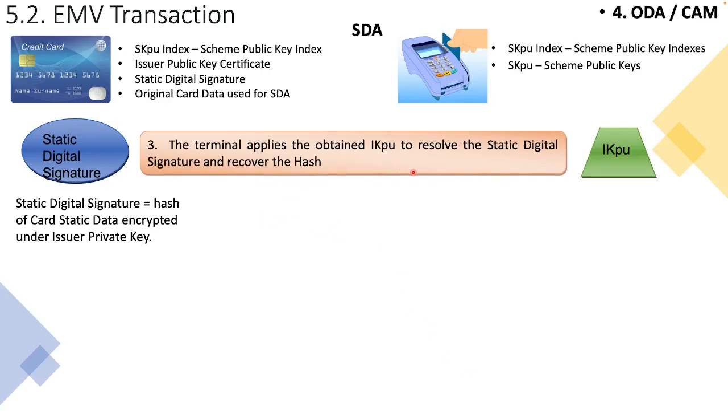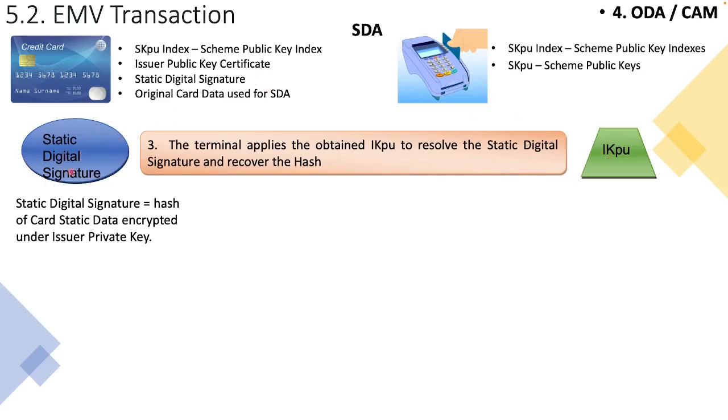The terminal applies the issuer public key that it obtained in the previous step to resolve the static digital signature and recover the hash. Remember, we said we've got this static digital signature, which is made up of a string of data that was hashed to 20 bytes, and then that hash was encrypted under the issuer's private key. So now we're taking the issuer's public key.